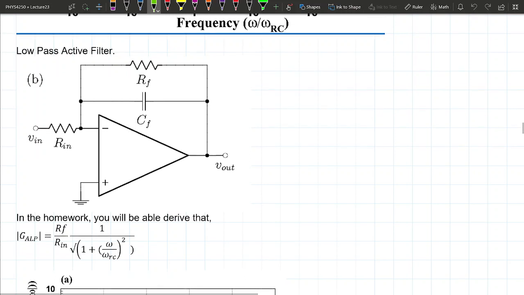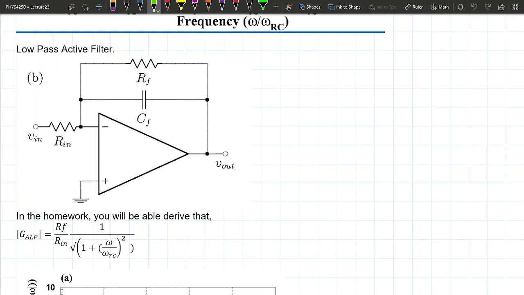For the low pass filter, the gain you're going to get will be in your homework, but the answer is here. So you can write that down if you want to double check it.